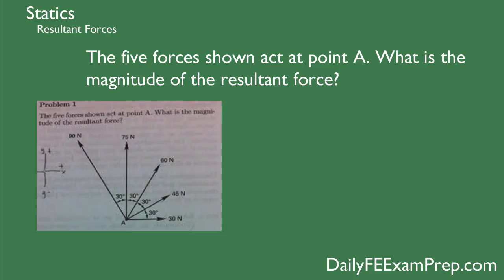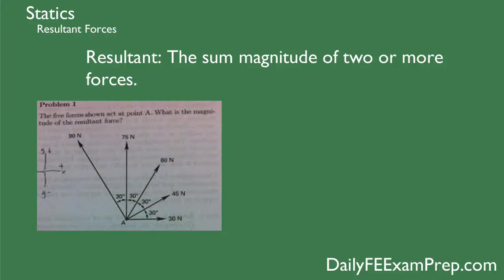So in order to find the resultant, let's go ahead and define what the resultant really is. What's the definition of a resultant? Well, the resultant is basically just the sum magnitude of 2 or more forces. So it's just the sum magnitude, shown as one force. The sum of all of these forces is shown as a single force.